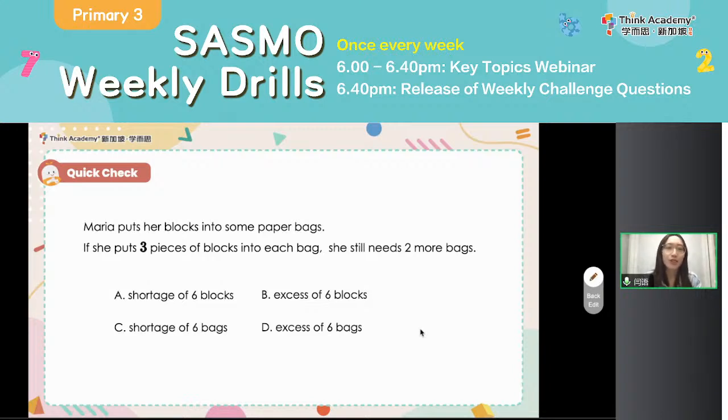Is it about the shortage of 6 blocks or shortage of 6 bags? Is it about the excess of 6 blocks or excess of 6 bags? Which one? Read the sentence carefully, okay? Read the sentence carefully.